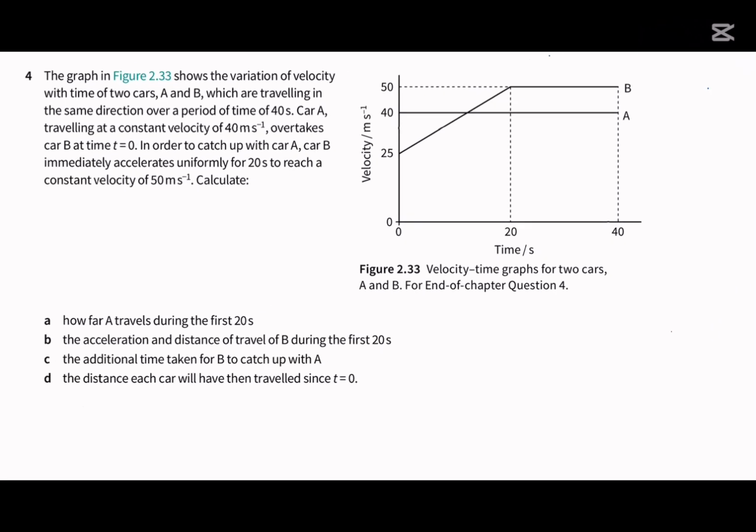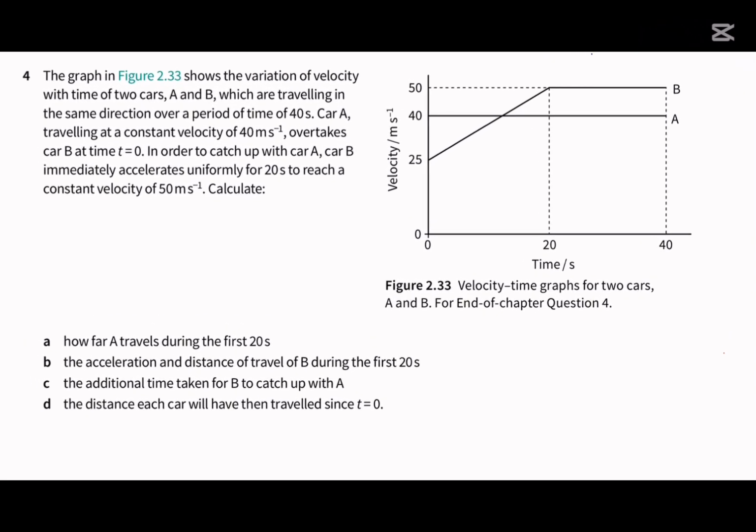So, number 4. The graph in figure 2.33 shows the variation of velocity with time of two cars A and B, which are traveling in the same direction over a period of time of 40 seconds. Car A is traveling at a constant velocity of 40 meters per second. So it's car A right here.